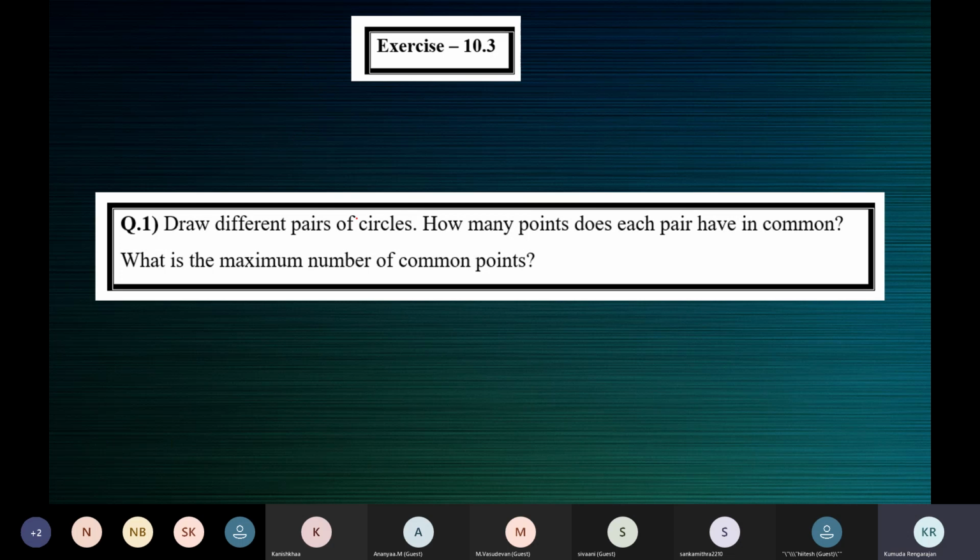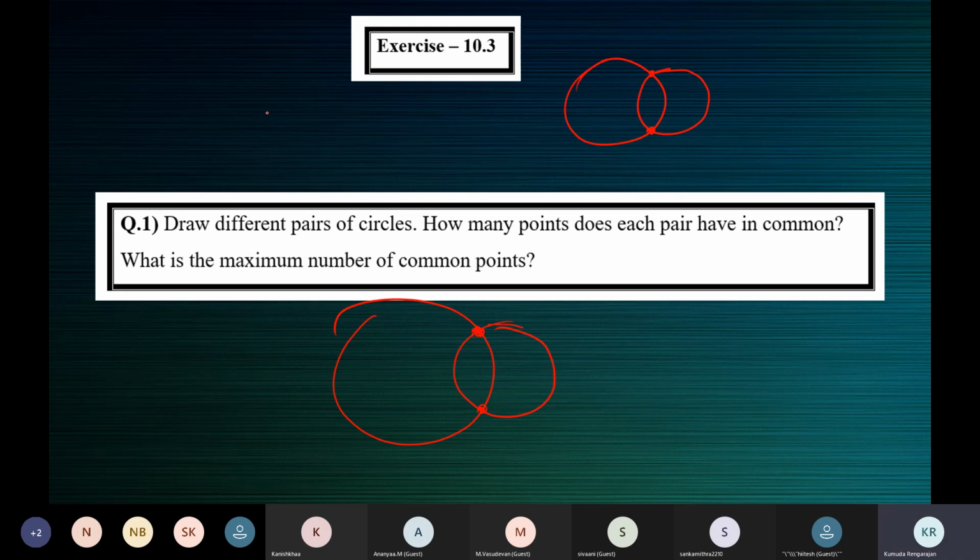Circles that have 2 points in common are intersecting circles. Pair, you don't take 3 circles. We have to draw pairs. Only 2 circles we should draw at a time. So this is a pair of circles that have exactly 2 points in common. And such circles are called intersecting circles. Intersecting circles have 2 points in common. This is a pair of circles. They are intersecting circles, and you can see that they have 2 points in common.